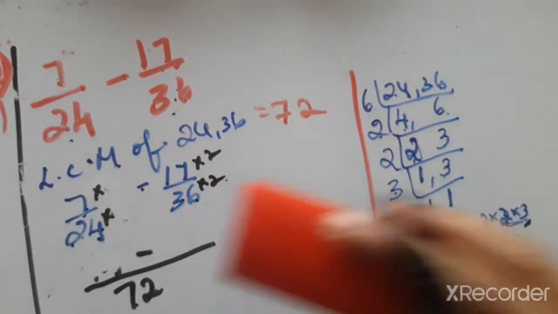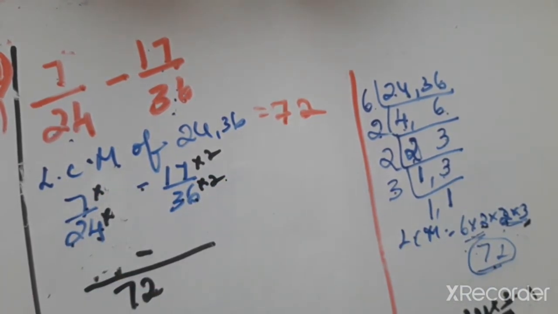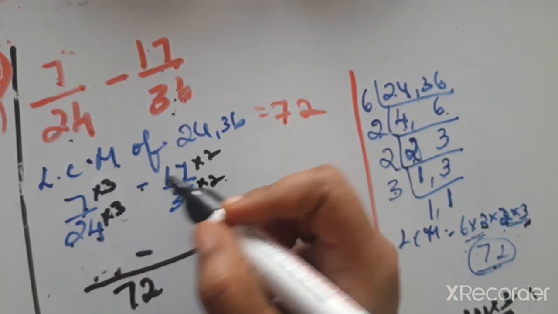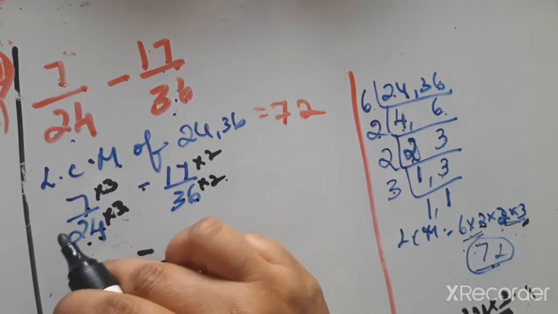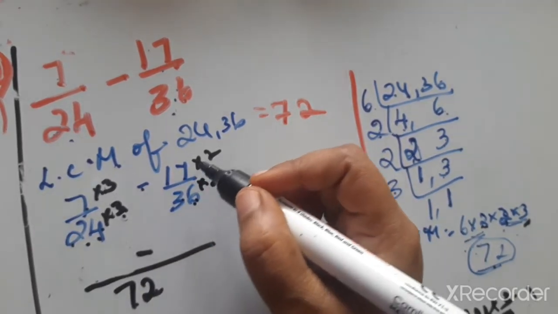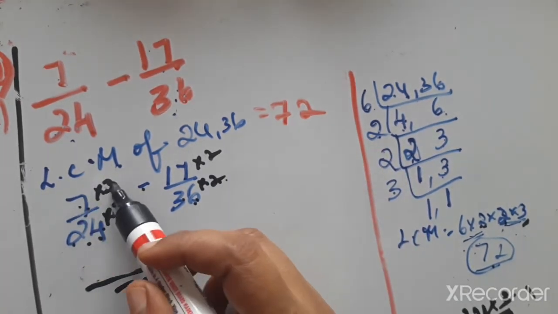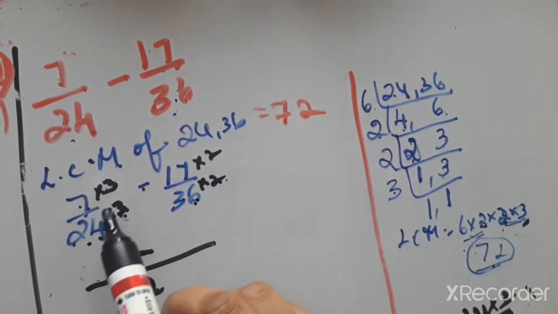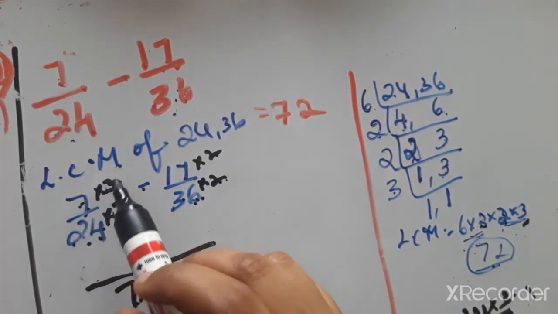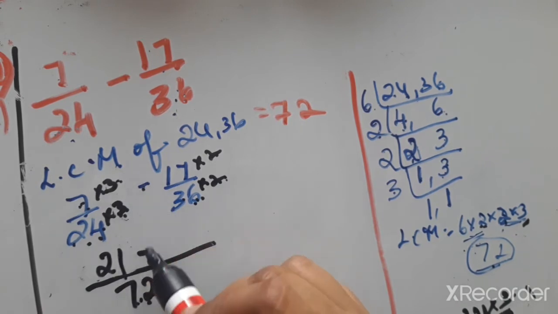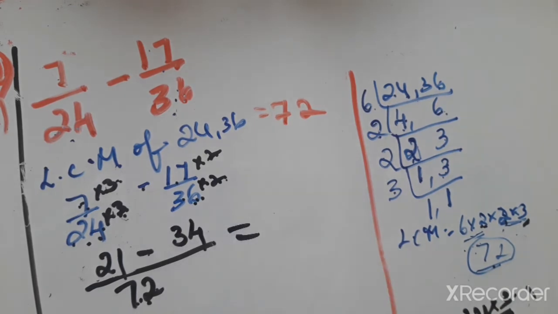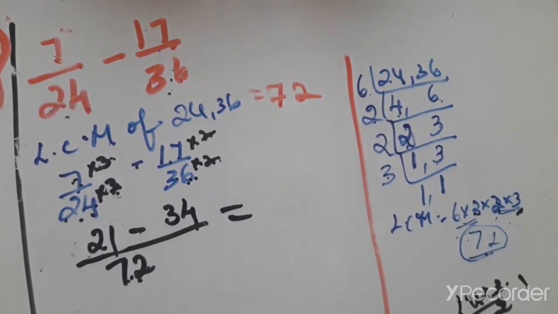So here 24 how much 72? 24 3s are 72. The same number we have to multiply up. 36 2s are 72. Now 7 3s are 21, minus symbol. 17 2s are 34. Now 21 minus 34.